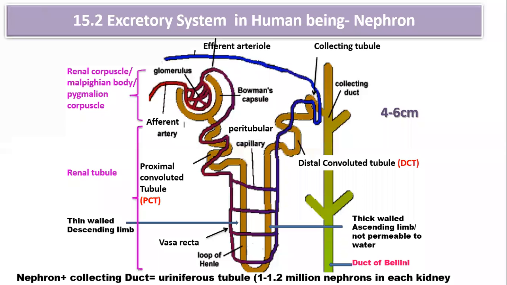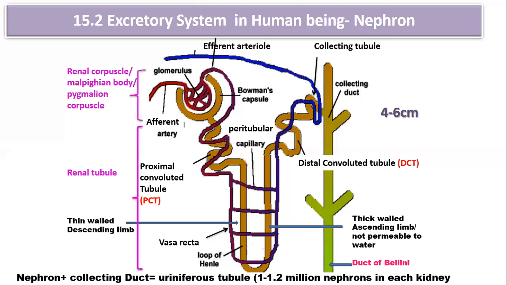So now we are going to discuss the structural and functional unit of the kidney, which is known as the nephron. So nephron is a structural and functional unit of the kidney. Each kidney is made up of approximately 1 to 1.2 million nephrons, and the length of the nephron is approximately 4 to 6 centimeters, and the diameter is approximately 200 micrometers.